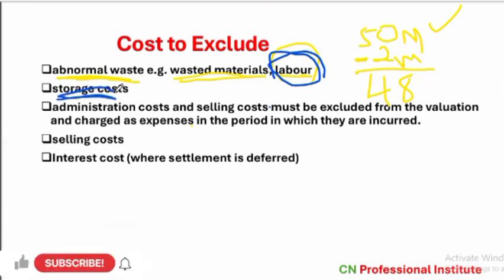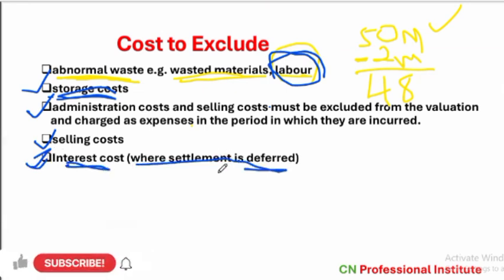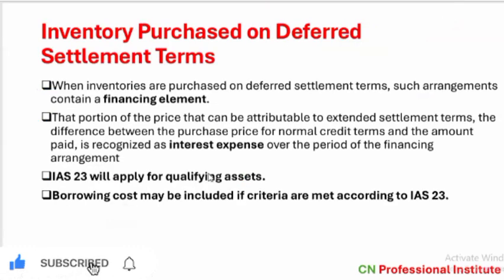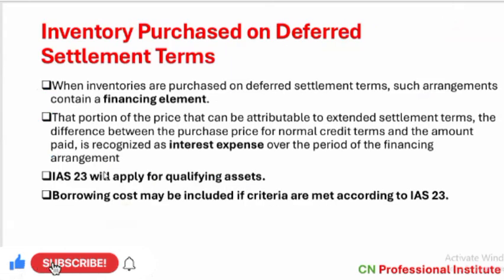Storage cost, like your warehouse and stuff, is also not included. Administrative expenses and selling cost are also not included. And then we have here, very important, interest cost is also not included, where settlement is deferred. I'll come back to this and explain, but let's look at the next slide here. Now, it says inventory purchased on deferred settlement terms. That explains this interest cost here, right? Let's explain it better in the next slide.